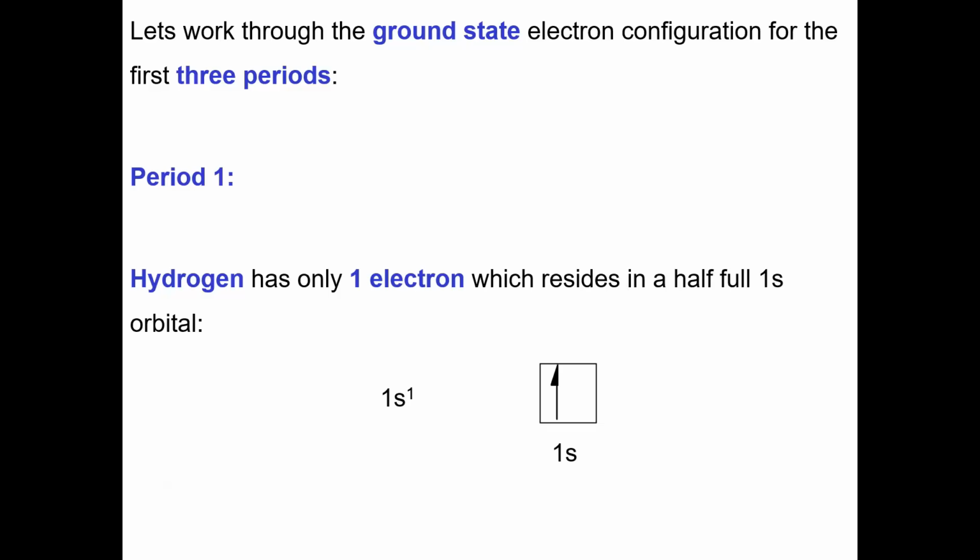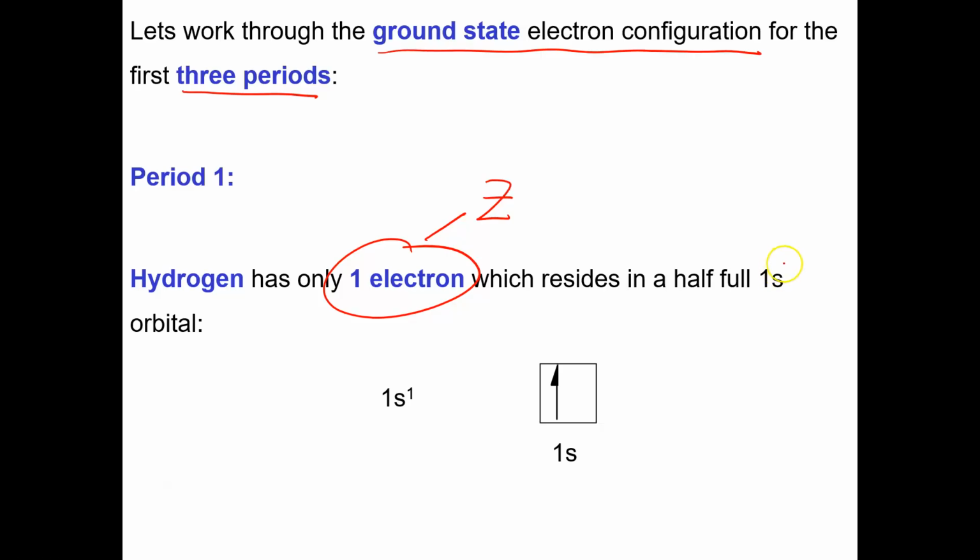Okay, so what we're going to do is work through the electron configuration for the first 3 rows of the periodic table. Now, the first row of the periodic table is pretty easy because there's only a couple of elements in there. So the first thing that you want to figure out is how many electrons does your atom need? And the number of electrons in a neutral atom is simply equal to the atomic number. So hydrogen, because it has atomic number 1, has 1 electron, and that's going to go into the 1s subshell. So we would write its electron configuration like this.